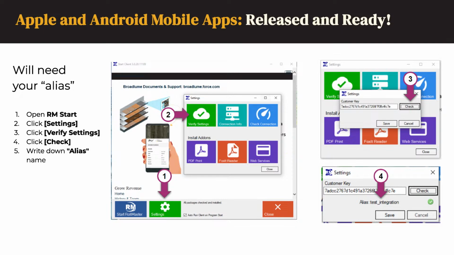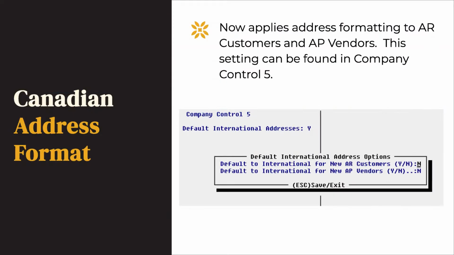And then that'll allow you to get to your account. Next up, for my favorite people up north, my Canadian friends, we've made some improvements to the address formatting. You now have some more options when it comes to formatting for AR customers and AP vendors. You can update that so that way it's in a friendly format that's ready for Canada. And those can be toggled on and off independently. You can find this in Company Control 5.